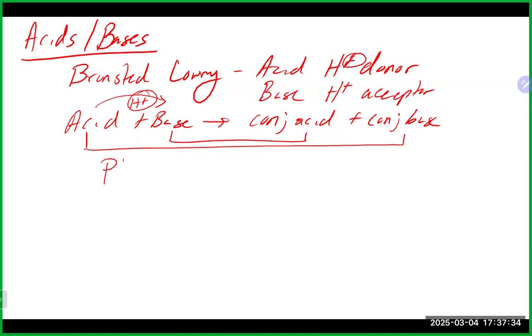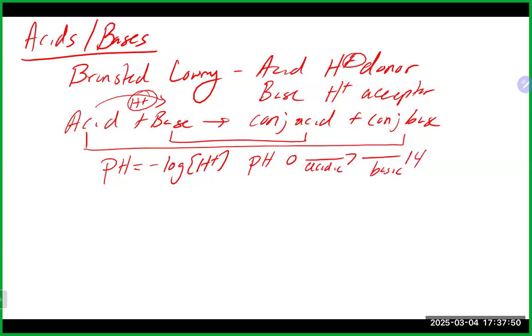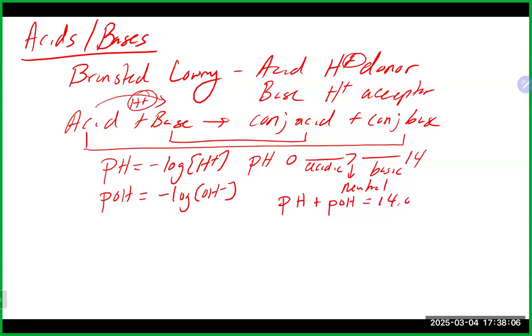We had our equations, right? Our pH is equal to minus the log of the H plus concentration, from our pH scale of 0 to 7 acidic, 7 to 14 basic, and 7 being neutral. We also had our pOH is equal to minus the log of the OH minus concentration. And again, the pH plus the pOH equals 14. So again, it does give you some options to use in terms of solving some of these problems.